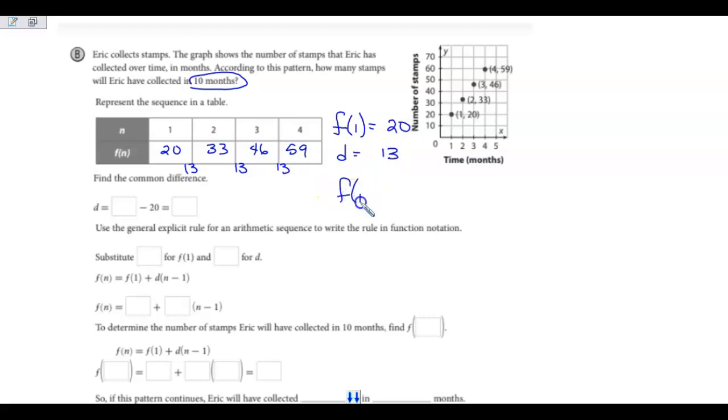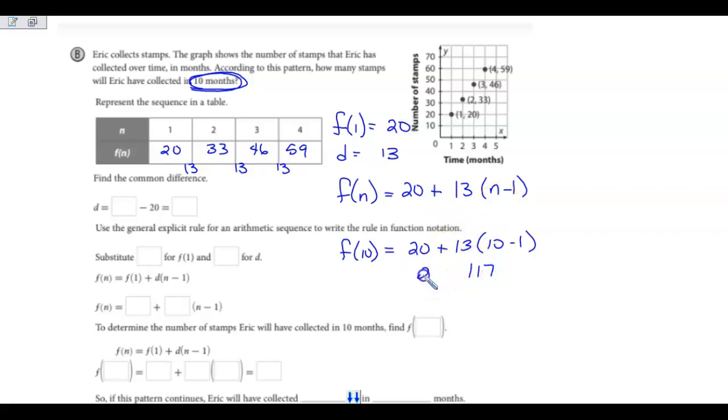So my rule is f(n) equals my first term, plus my common difference, times my previous term. Okay? And they wanted us to find it for 10 months. So f(10), replace n with 10. So 13 times 9 is 117. Plus 20 is 137. So according to this, in 10 months, he should have collected 137 stamps.